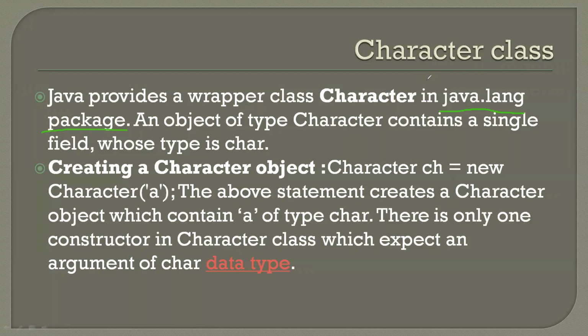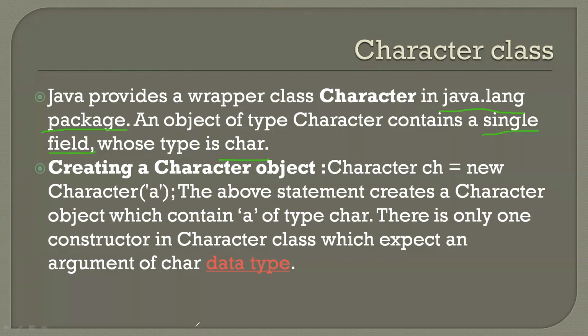Among all those classes, Character class is one of them, and it is a wrapper class, right? So an object of type Character contains a single field whose type is char. So we can create objects for this Character class. That object contains a single field. In that single field, we can store only a character. Don't worry, I will explain.